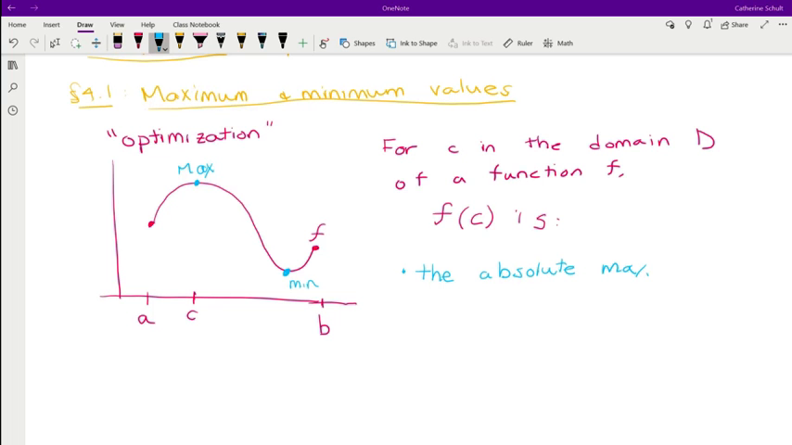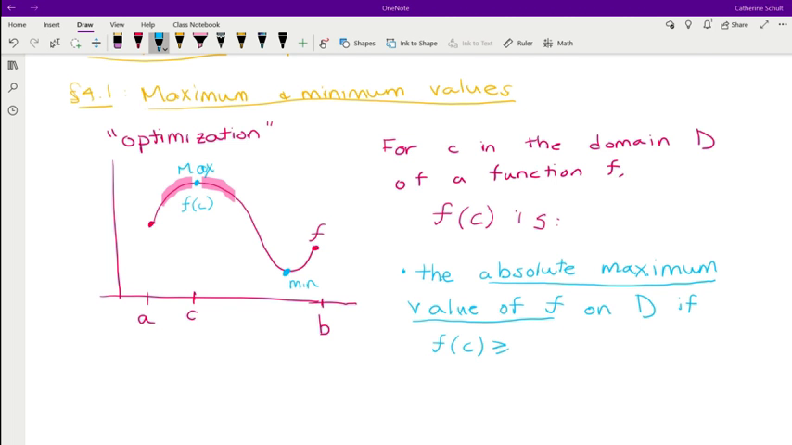Okay, so the absolute maximum value of f, and that's the vocabulary term, so I'll underline it, on the domain D. So f of C is considered the absolute maximum value of f on D if, well, that means that this value has to be bigger than all of the other values. And this value, if it happens at C, would be f of C. So it would be considered the absolute maximum value of f if f of C is greater than or equal to all the function values for all x in the domain.